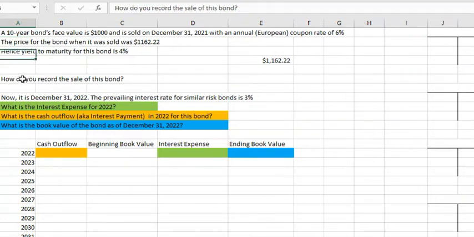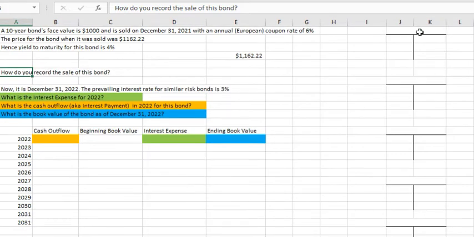Now, the first thing is, how are we going to record the sale of this particular transaction? We know that the bond is sold for $1,162.22. What we are going to do is increase our cash, and increase our bonds payable by the same amount. This is what we are going to record as sale of the bond.